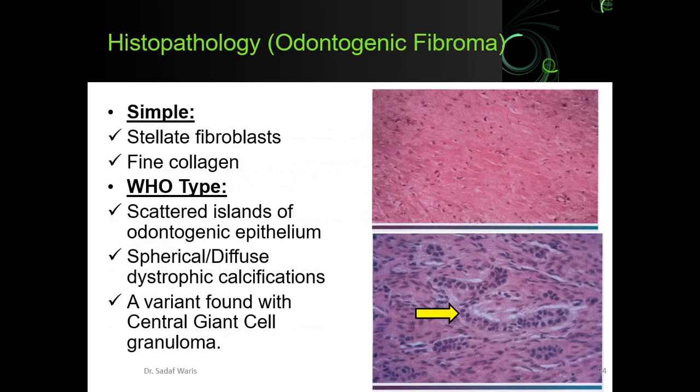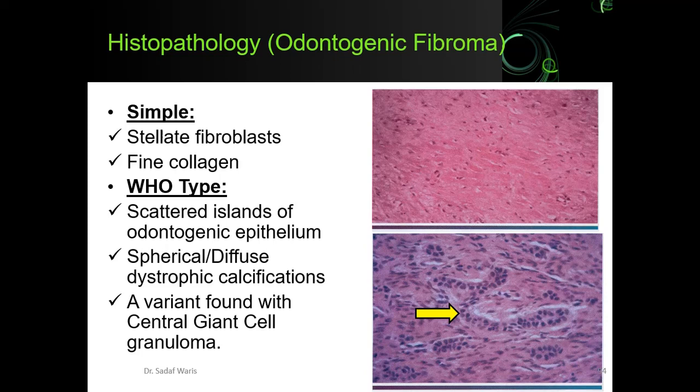On histopathology, odontogenic fibroma may present as two types. One is a simple one, and the other is the WHO type, which has been recently described. In simple odontogenic fibroma, as you can see in the upper right corner of this slide, the photomicrograph shows fine collagen fibrils. These fine collagen fibrils are lying with widely spaced, stellate, and delicate fibroblasts. This is called the simple kind of odontogenic fibroma.